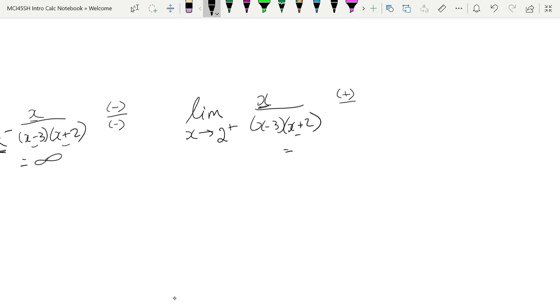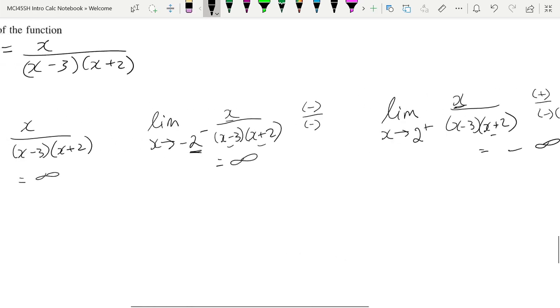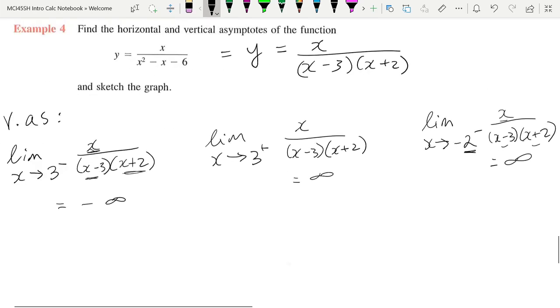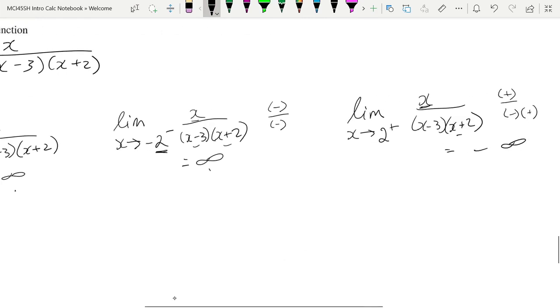Thanks for being awake out there. All right, there we go. As I approach 2 from the positive, this is definitely going to be a positive over a negative times a positive, right? So that's definitely going to approach negative infinity. So these two guys, again, they're opposite directions, and that makes sense.